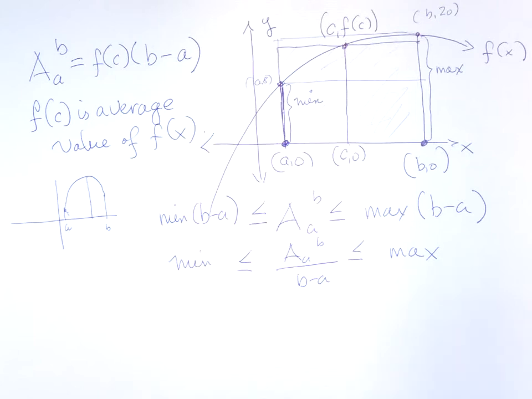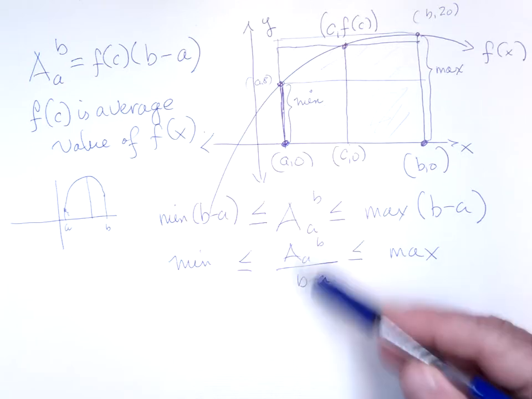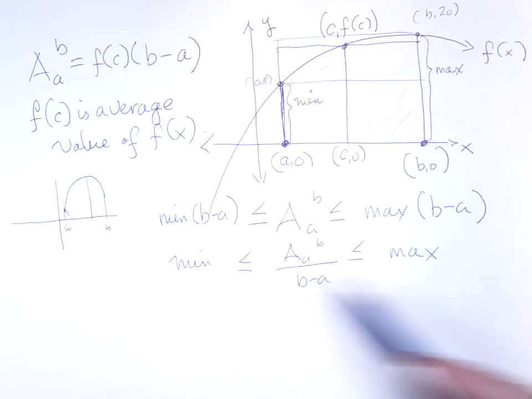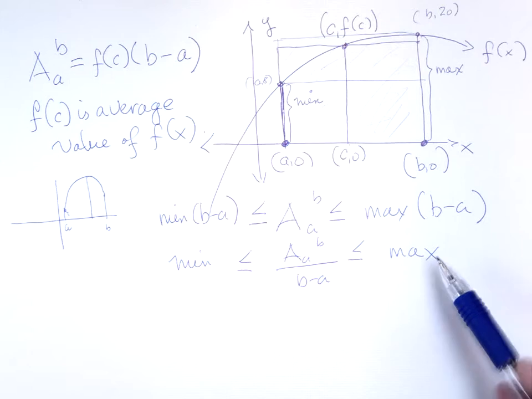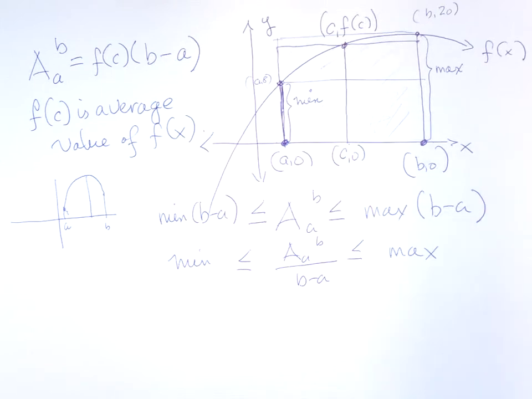Now here's what we have. We have the area of this function over b minus a. We have some number here that's between the minimum and maximum. But this is a continuous function, our function f of x, meaning what? It takes on all values from the minimum to the maximum. That's what it means to be continuous. It doesn't skip any value.